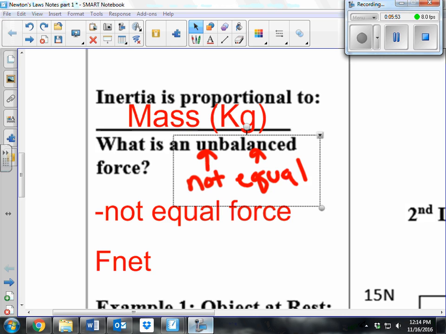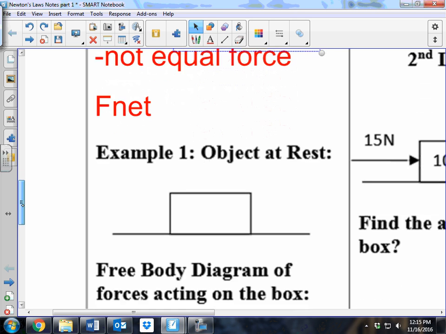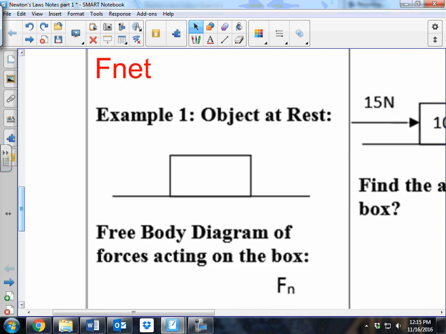So when I'm playing tug of war, an unequal force would yield me or someone else winning. If our forces are balanced, we're either not moving, or we're moving at a constant linear velocity. So under Newton's first law, if my forces are balanced, which means they're equal on all sides, then I'm either not moving.